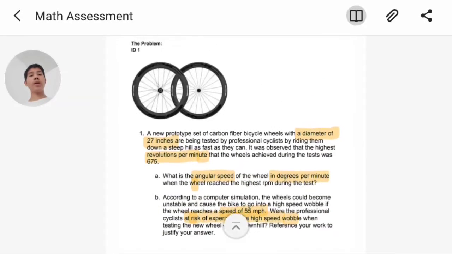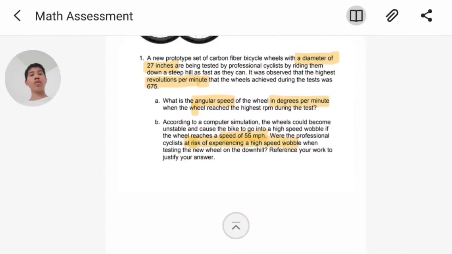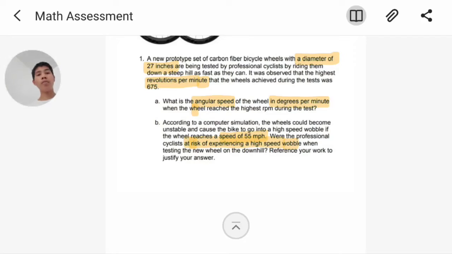Let's get right into an assessment test question. A new prototype set of carbon fiber bicycle wheels with a diameter of 27 inches are being tested by professional cyclists by riding them down a steep hill as fast as they can. It was observed that the highest revolutions per minute that the wheels achieved during the test was 675.